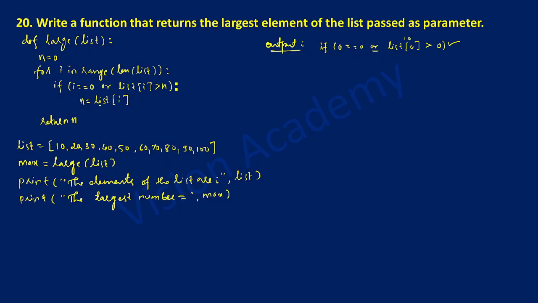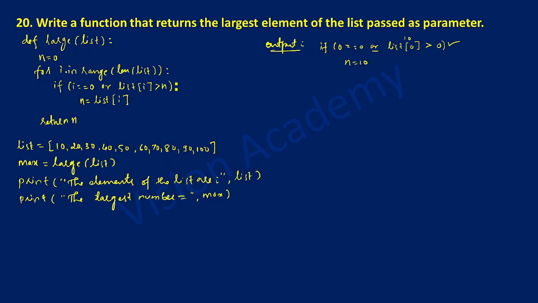If this is true, then list of 0, that is 10, is equated to variable n. So here 10 is equated to variable n. Once again, control transfers to the for loop by incrementing the value of i by 1.